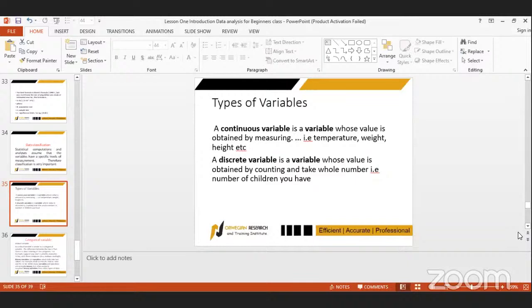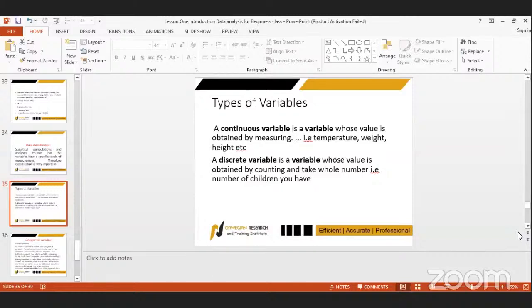You will find that your age is ever an estimate. You will say I'm 27 years or I'm 40 years. But by the time you're talking about your 40 years, you have ignored seconds, you have ignored the number of days. So it cannot arrive at an exact age. So that's why we say age is a continuous variable. Temperature is a continuous variable. Weight and height, all these are continuous variables.